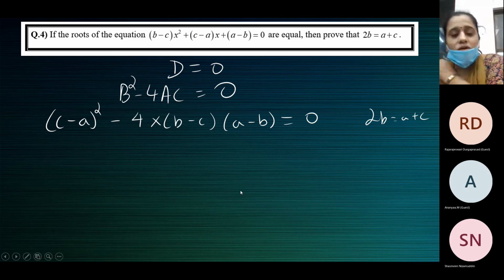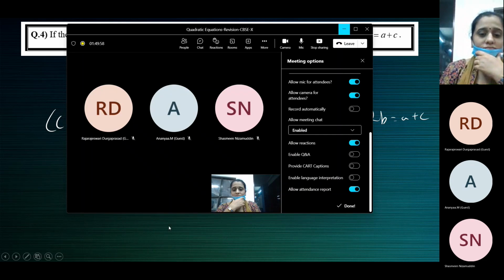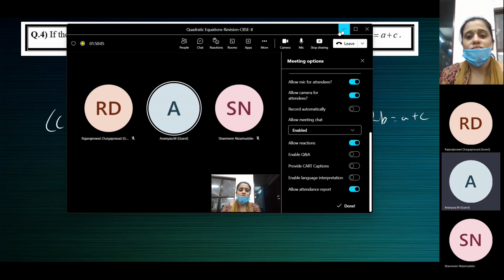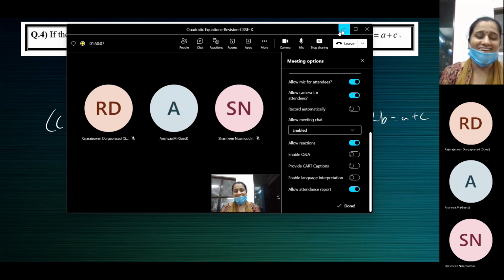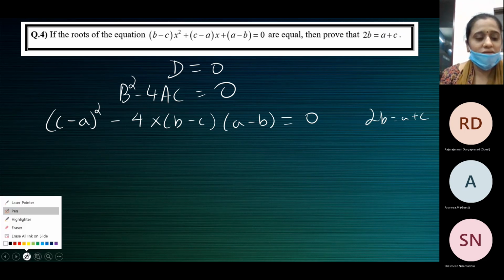Yeah, got the result? Online students? Rajeshwari, Ananya, Sashmin? Ma'am, I made a mistake, so I had to go back again. Okay. Rajeshwari? Ma'am, I got 4b is equal to c plus a, ma'am. B is equal to C plus C. Okay, let's see.